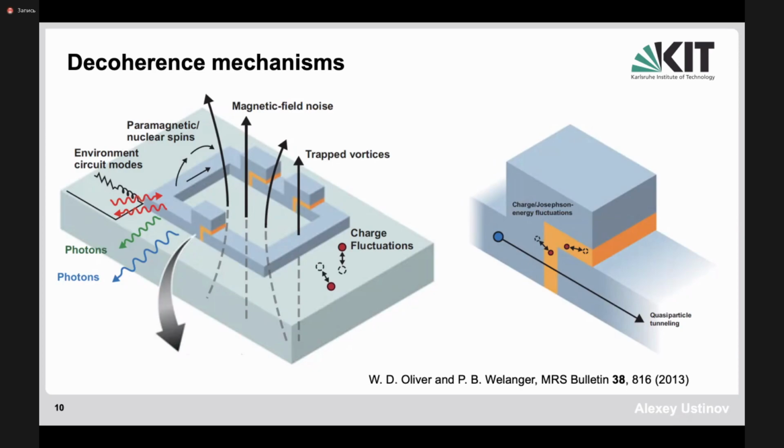But this could also be some magnetic noise due to the parasitic spin states in the material. In particular, on the surface of the material, there are some adsorbates, and these adsorbates contain some uncompensated spins. And these spins can move randomly and contribute to noise.